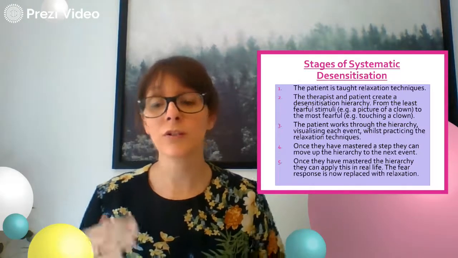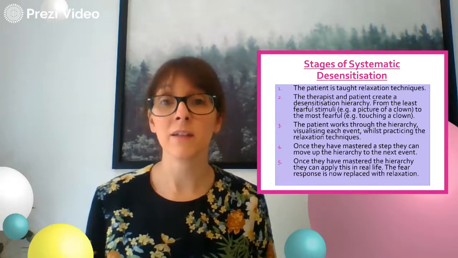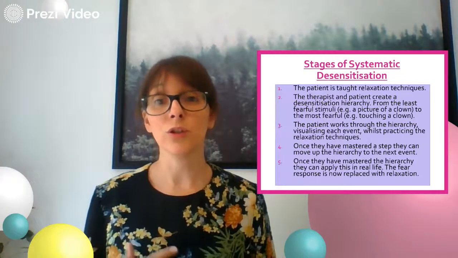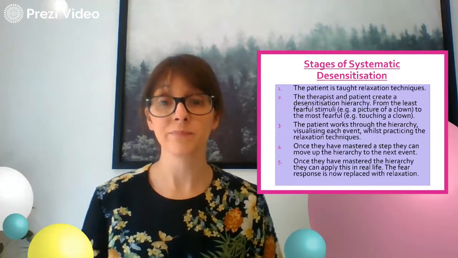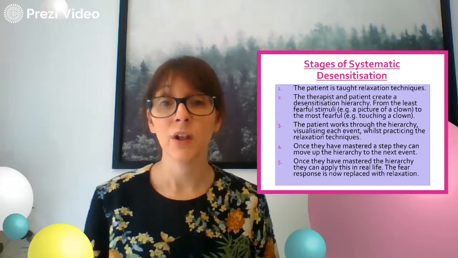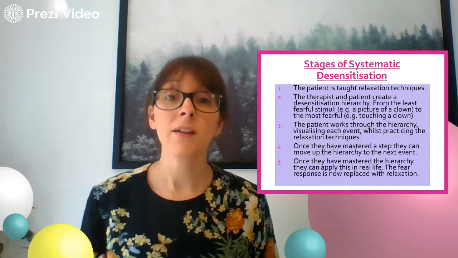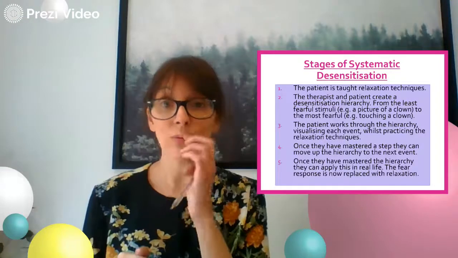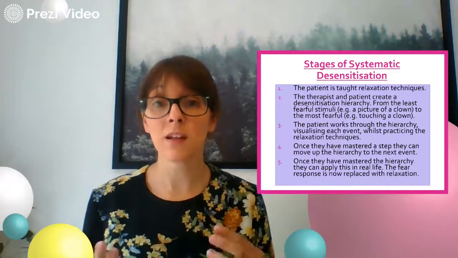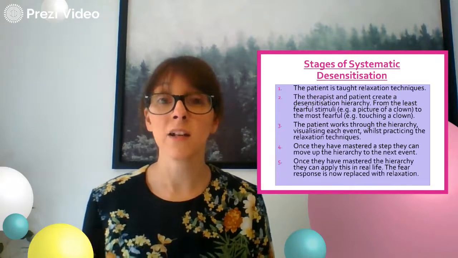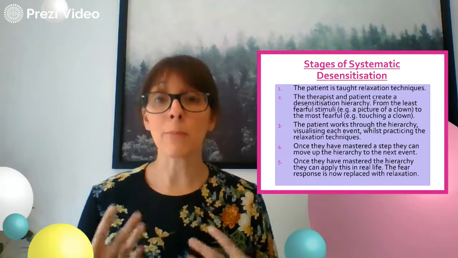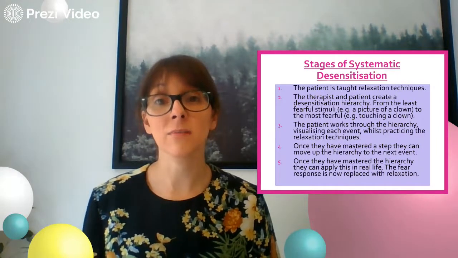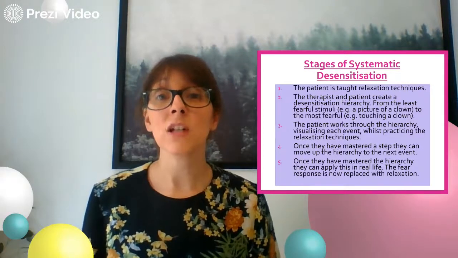So then what happens? You've got your hierarchy that you've developed with your therapist, and you've practiced your relaxation technique. So you know how to relax, and you know how to control your pulse rate, and you know how to lower that. And then you've got your hierarchy as well. What happens in stage 3 is the therapist and the patient work through the hierarchy from the least fearful stimuli initially. So you would say, take that picture of a clown, you would think about the image of a clown in your mind, close your eyes, visualise this, and breathe until you could bring your heart rate down, until you saw that stimuli and it no longer initiated a fear response.